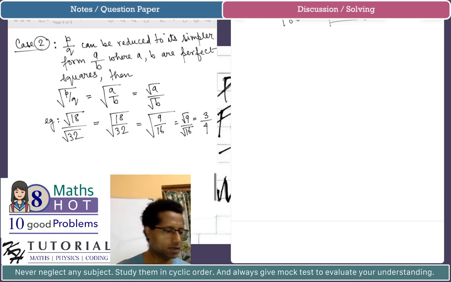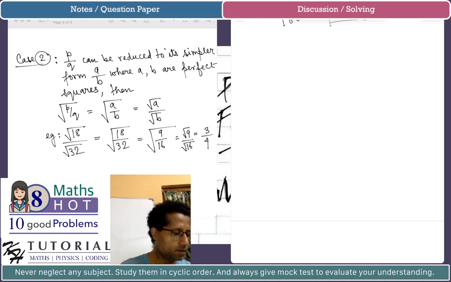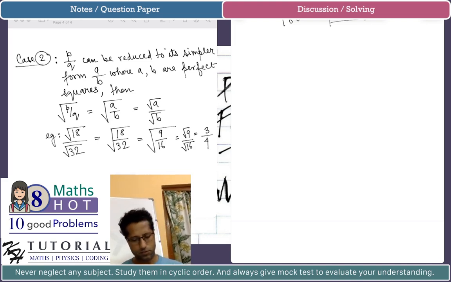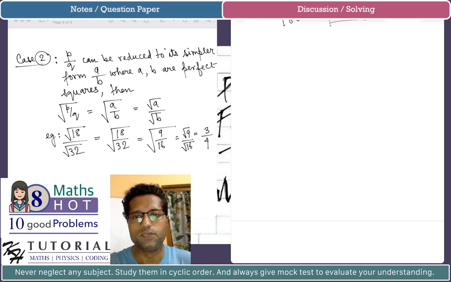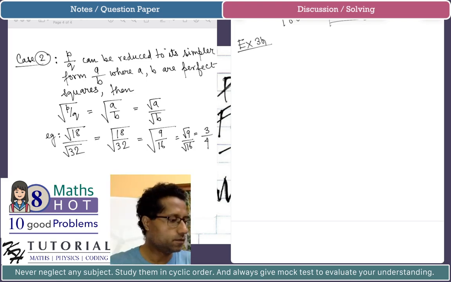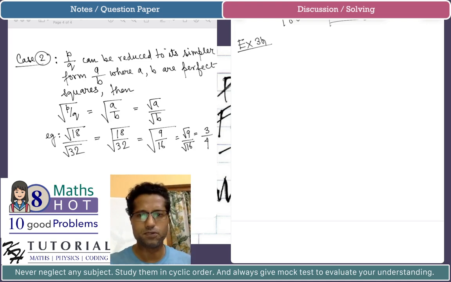Okay. Now let's solve some problems from exercise 3G, from the book of author RS Aggarwal, which is based on finding the square root of fractions. Okay, so there are 10 problems. Let me try to solve all of them to give you better clarity.